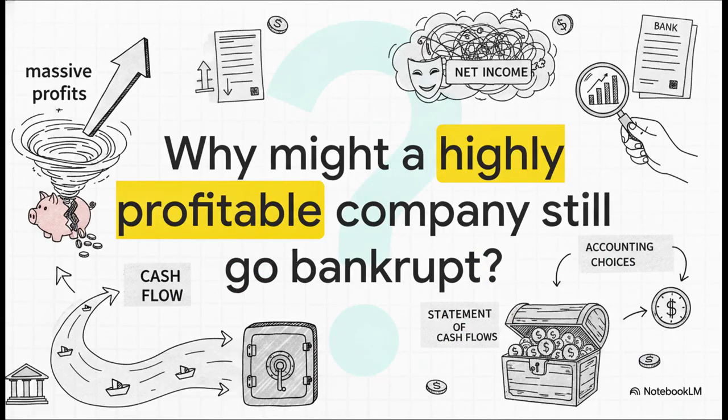So think about this for a second. If a company reports massive profits, why might it still go bankrupt? It happens way more often than you'd think. Well, the hard truth is that net income is often just an illusion. It's a carefully crafted story that can absolutely be massaged by accounting choices. But the statement of cash flows, that's the undeniable reality that actually pays the bills. You literally cannot fake cash in the bank.